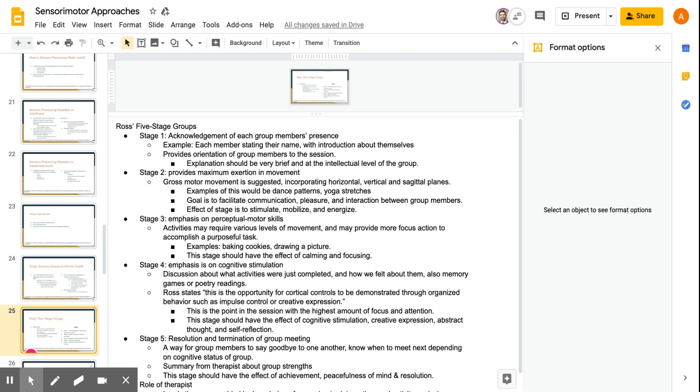Stage 5 requires resolution and termination of the group meeting, a way for group members to say goodbye to one another. This helps them know when they're meeting the next time as well. It's the job of the therapist to summarize what went well about the group at the end of the session as well, while also shedding light on what could have been improved. This stage should have the effect of achievement, peacefulness of mind, and resolution.